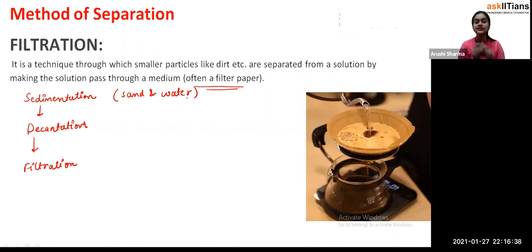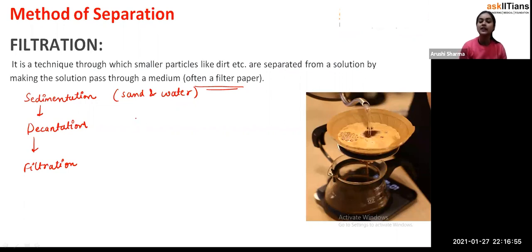And what you have to do is just keep that beaker for some time undisturbed. Now you are not disturbing it. So what you will see is that the sand settles at the bottom of that beaker, and that process is called sedimentation. That means the sand has been sedimented at the bottom of the beaker.